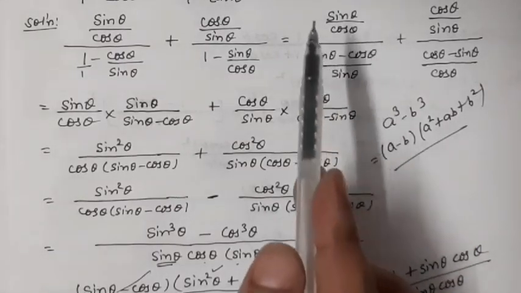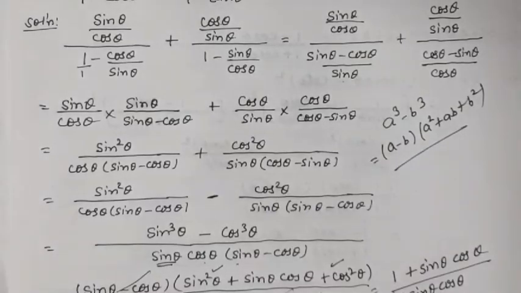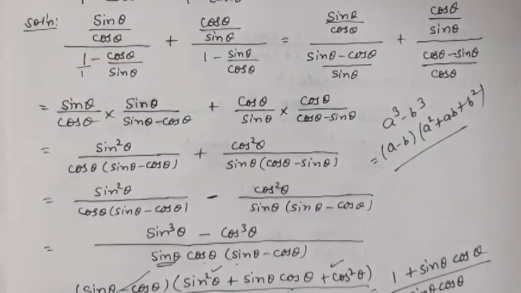This is just like your RHS, no? 1 plus sec theta cosec theta. Same thing, this is your RHS.